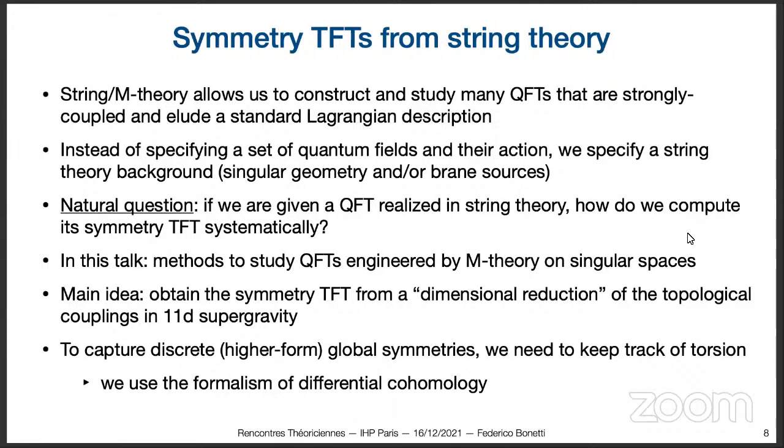And in a sense, the key idea is that we're changing the paradigm. We're not talking about fields and Lagrangians. We're rather saying, let's put string theory in a given background, and it's the data of the background that defines the QFT. So I don't know what kind of geometry, if there are branes, and all sorts of things like that. So a natural question in this context is: is there a way of systematically extracting this gadget, the Symmetry TFT, that knows about the QFT, directly from the string theory setup, from the geometry?